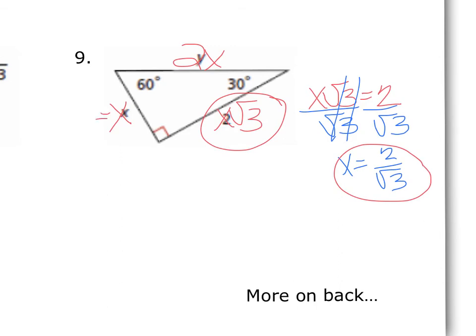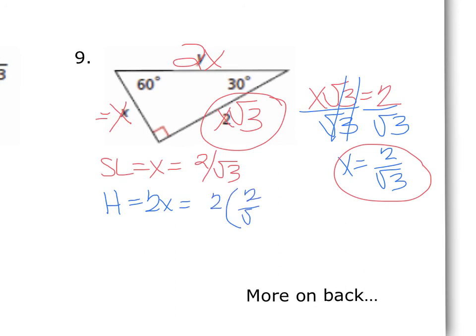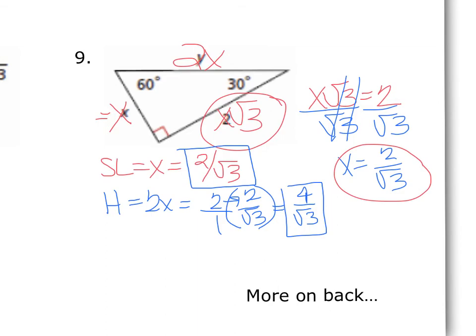Which means your short leg over here is just that. Your short leg is x, which is 2 divided by the square root of 3. We're just going to leave it. It's okay. The hypotenuse is 2x. So basically, we have 2 times 2 divided by the square root of 3. Remember, we're multiplying. You can put that in your calculator, ladies and gentlemen. Just multiply across, so we're going to get 4 over the square root of 3. So that's the hypotenuse. This is the short leg, and your long leg is 2.